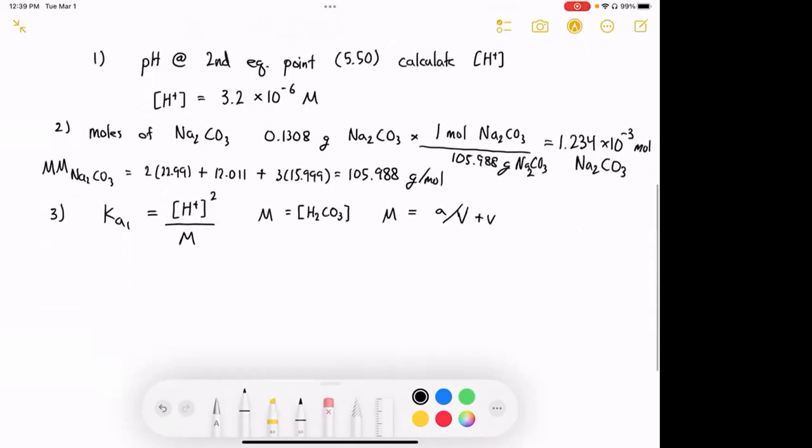So we calculated A. A equals the mass in grams of our sodium carbonate divided by the molar mass, which is 105.9. I just put 988. We can just do that, grams per mole. So we already determined A, and A is 1.234 times 10 to the negative third mole. Okay, so that's our A.